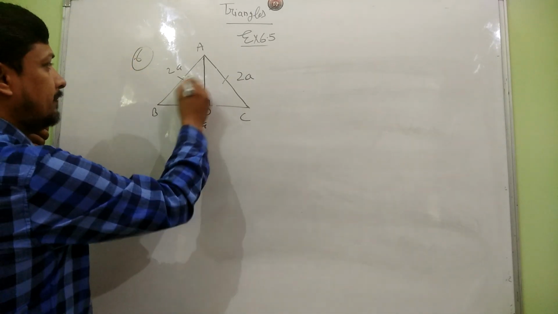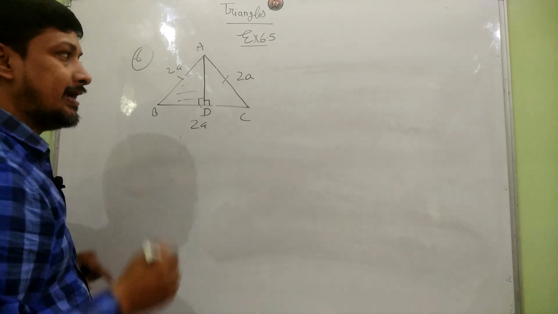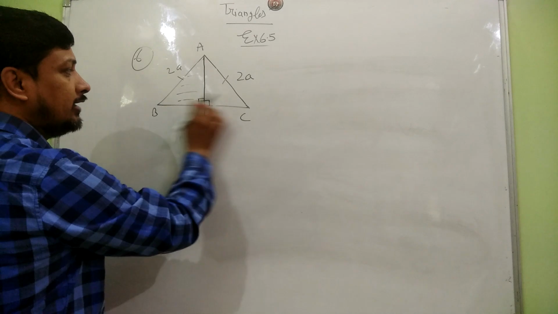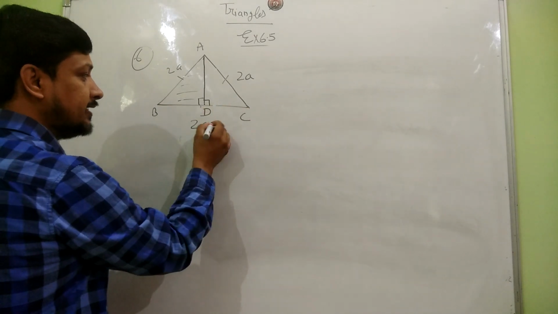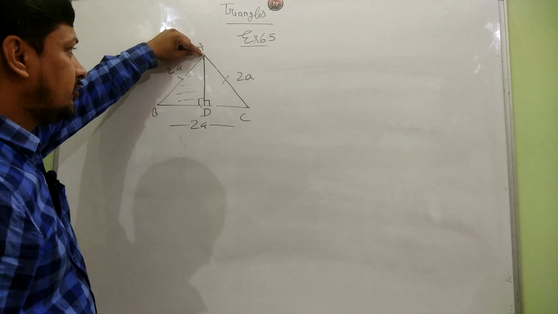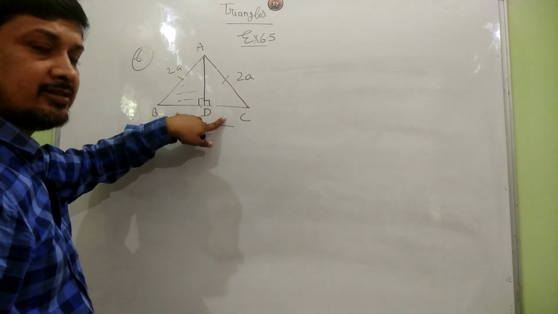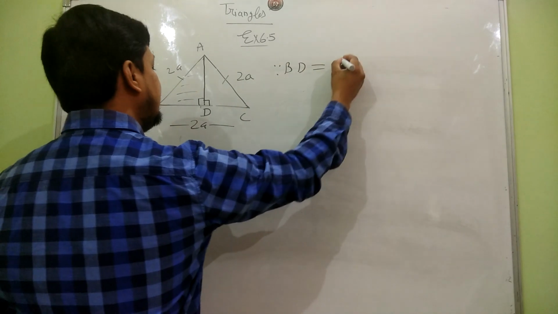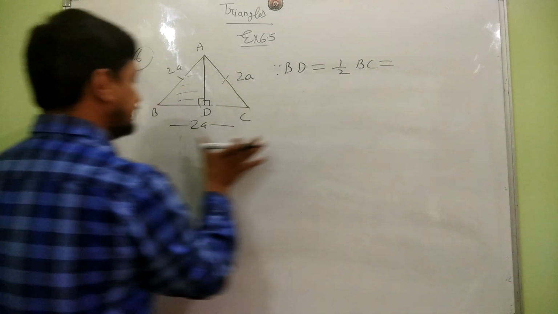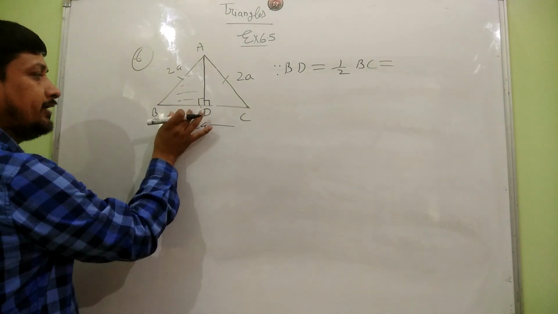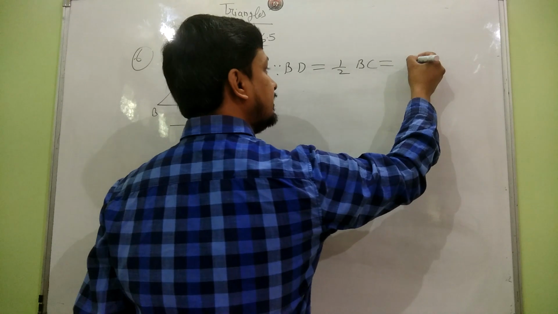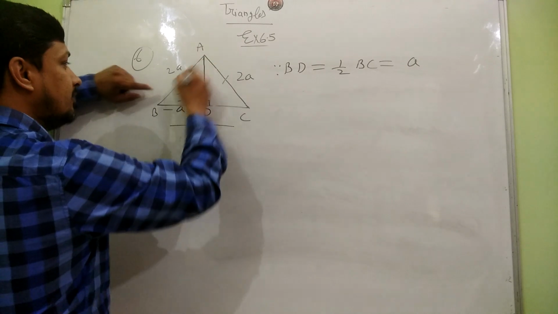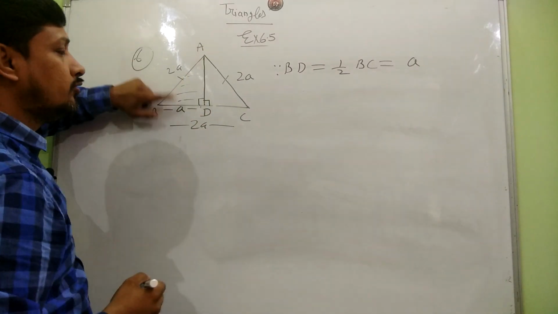So you can apply Pythagoras theorem in this, but before that we know the perpendicular from the vertex in an equilateral or isosceles triangle bisects the base. If we drop a perpendicular from here, it bisects the base. So by that property you can write BD is half of BC, and BC is 2A, so BD will be half of 2A, that is A. So this is A. Now we can find AD easily because we know the other two sides.